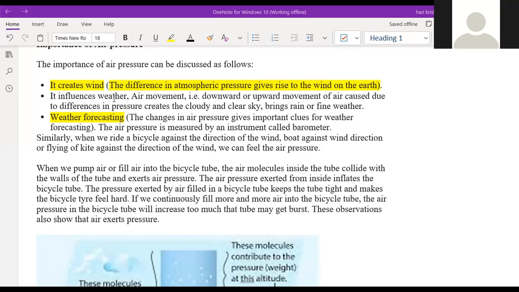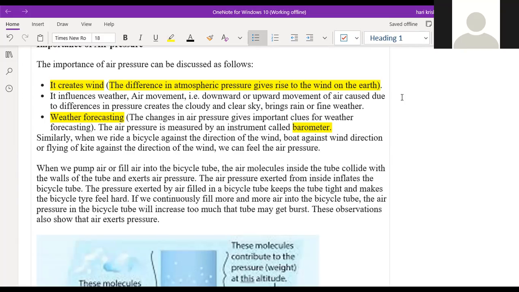Okay, third point, it helps in weather forecasting. We discussed weather forecasting in the last chapter itself. The change in the air pressure gives important clues for weather forecasting. The air pressure is measured by an instrument called what? What is the name of the instrument which is used to measure the air pressure? Sir, is it anemometer? Anemometer will help in measuring the wind speeds. Oh, it's barometer. Barometer is used to measure the air pressure in a particular place.